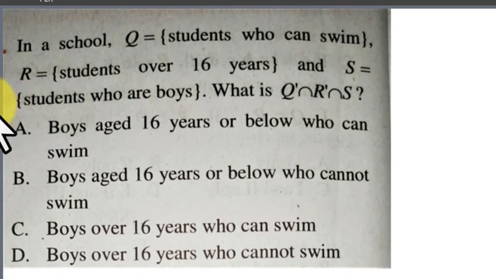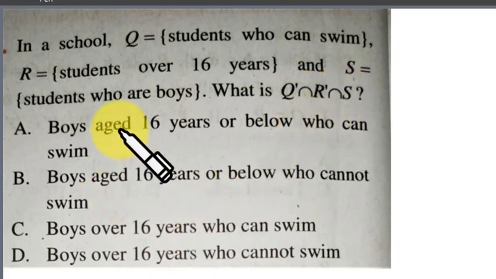It says, in a school, the set Q equals students who can swim. The set R equals students over 16 years. And the set S equals students who are boys. What is Q prime intersection R prime intersection S?